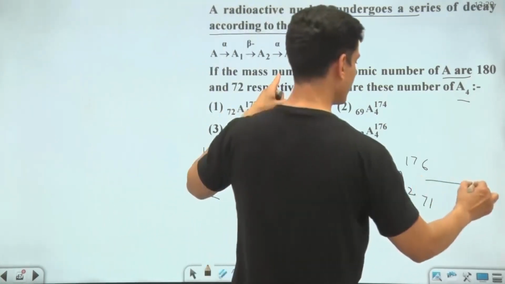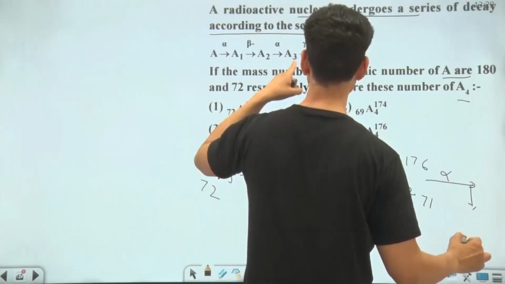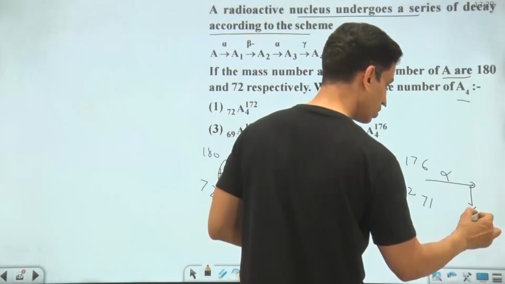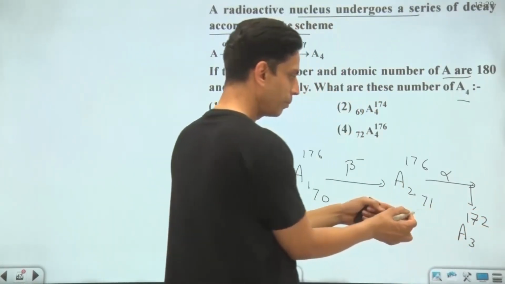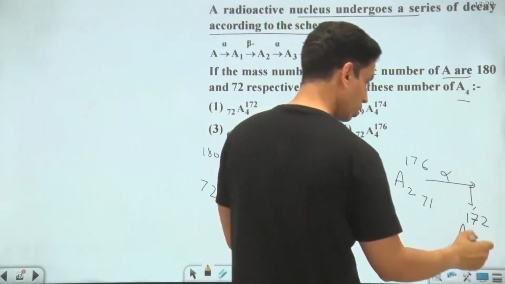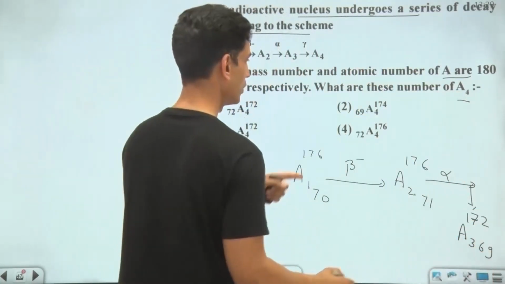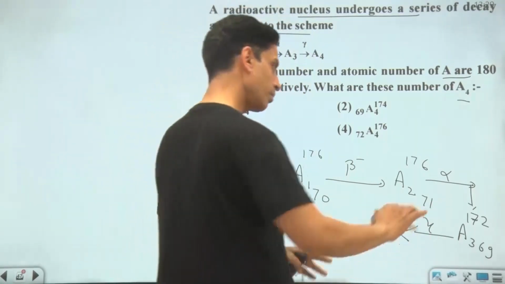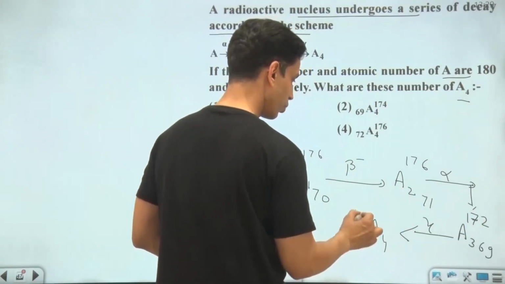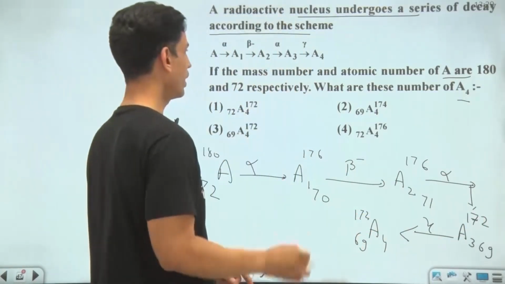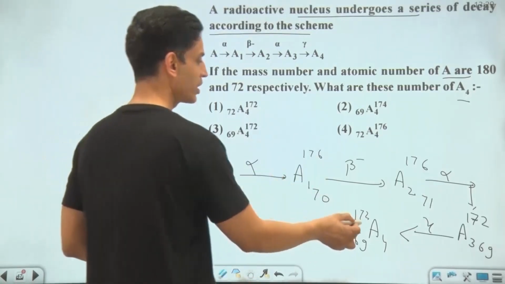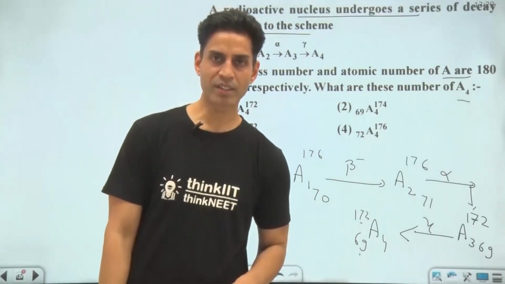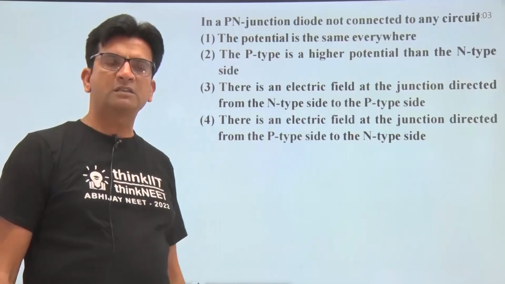Then again alpha decay, mass number will again decrease by 4, so for A3, 176 decreased by 4 is 172, and atomic number decreased by 2, that is 69. And then in gamma decay, mass number and atomic number both remain same. So it is 172 and 69. So mass number and atomic number of A4 is 172 and 69 respectively, that is option number 3rd is the correct answer. Got it?